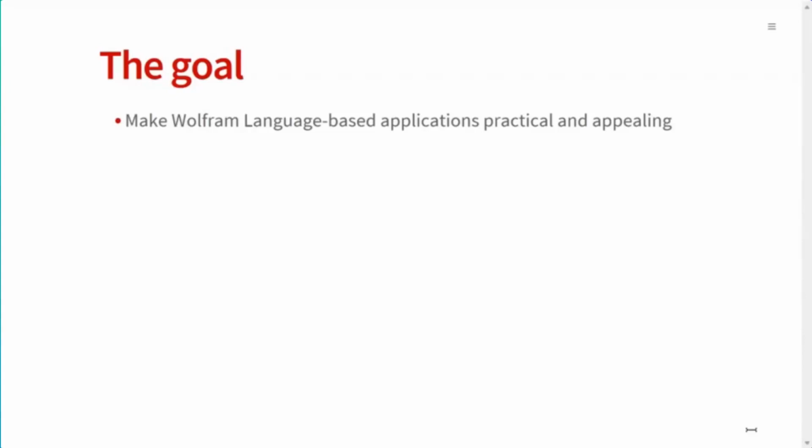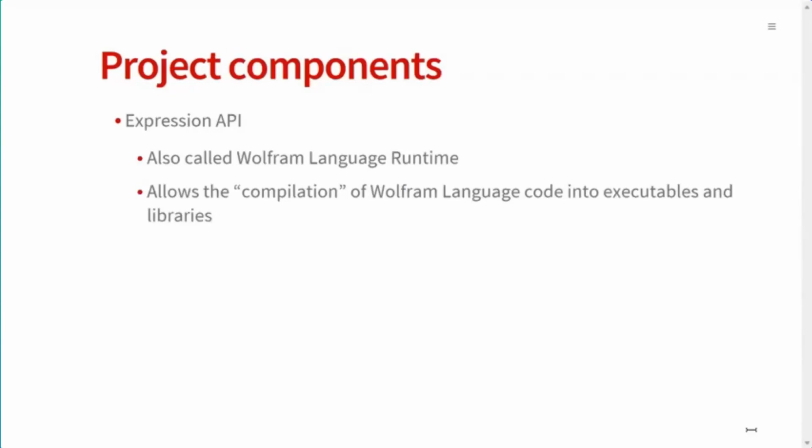And so in order to do that, we've come up with some technical goals. The first of which is the expression API. And we are also calling this the Wolfram Language Runtime. And this allows a kernel as library role. So instead of interfacing with the kernel as an interpreter, where I give you some input, you spit back an output, what we're doing is the kernel is just like a backend.